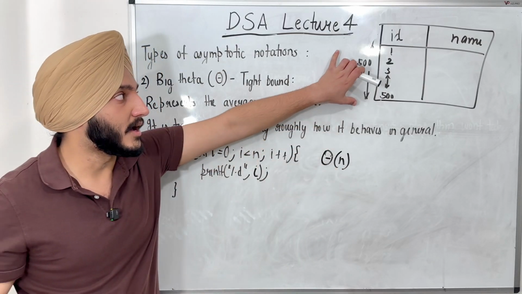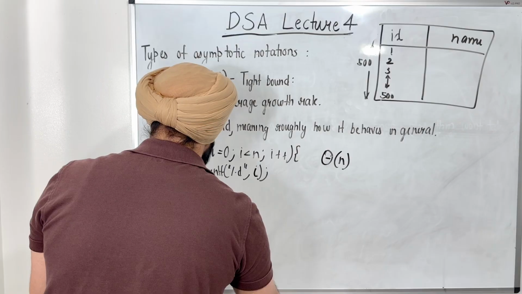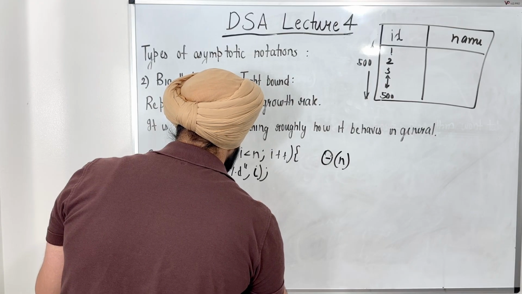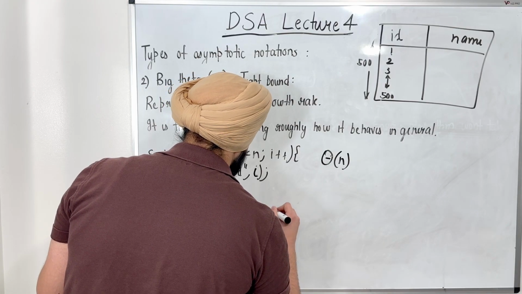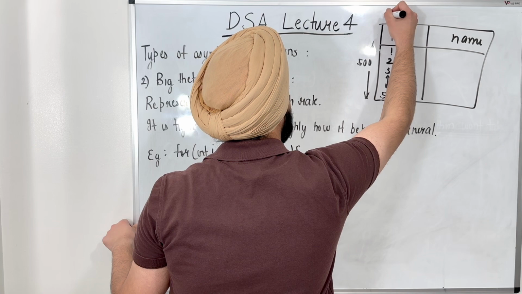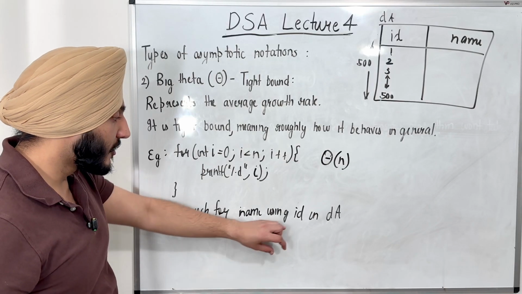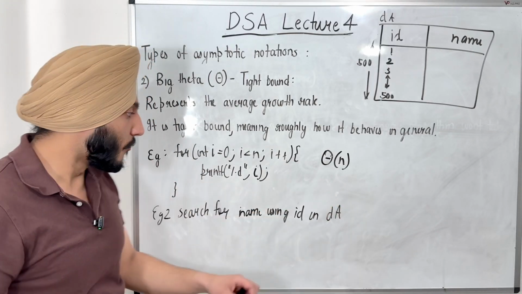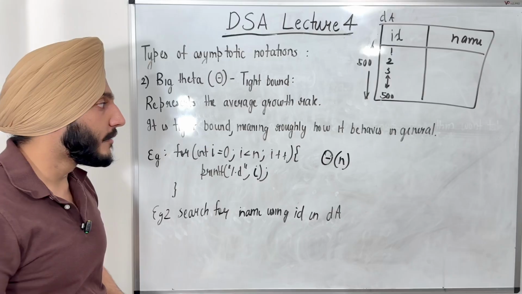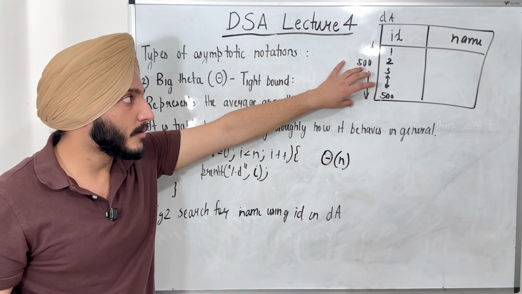But now let's take a look at this example. Let's say I tell you to search for a name using ID in an array. What is the theta, or what is going to be the average growth rate for this one? That's my question. I would like you to pause the video and try to figure it out. How much time on average do you think my search is going to take?